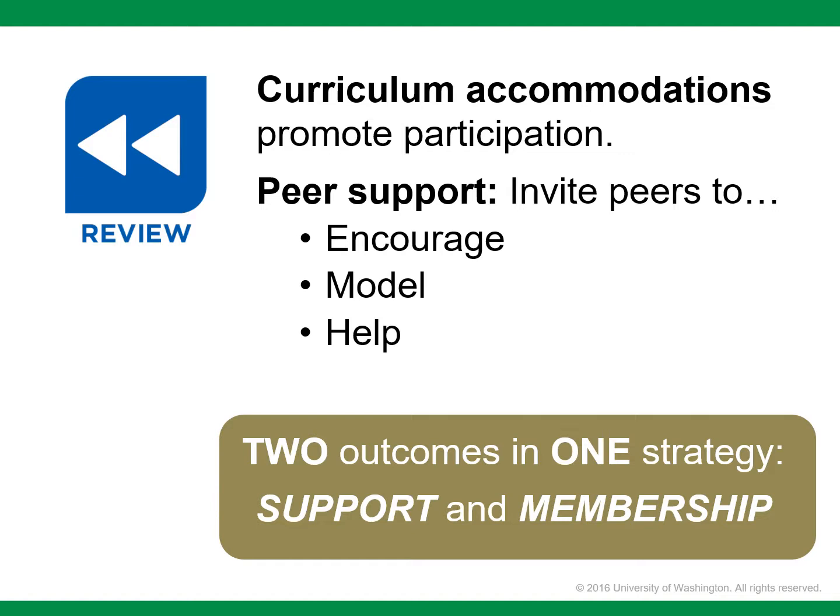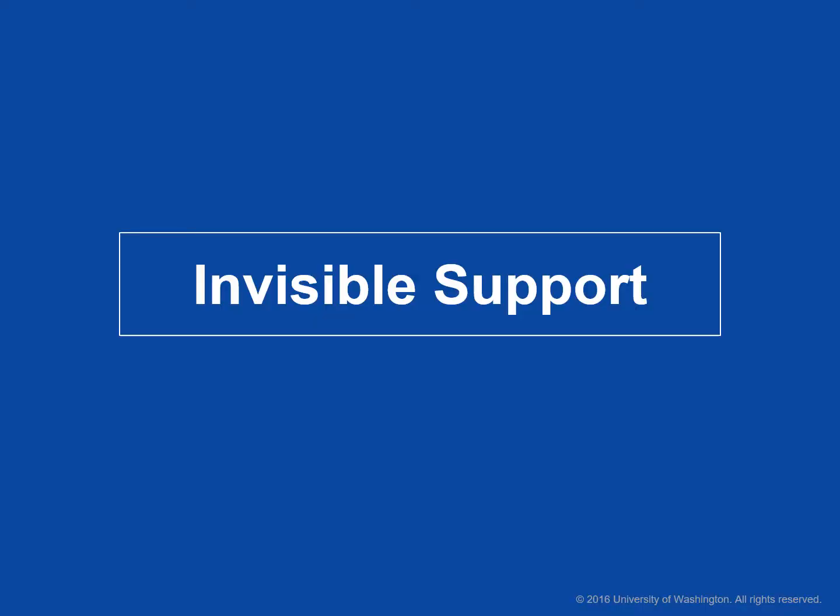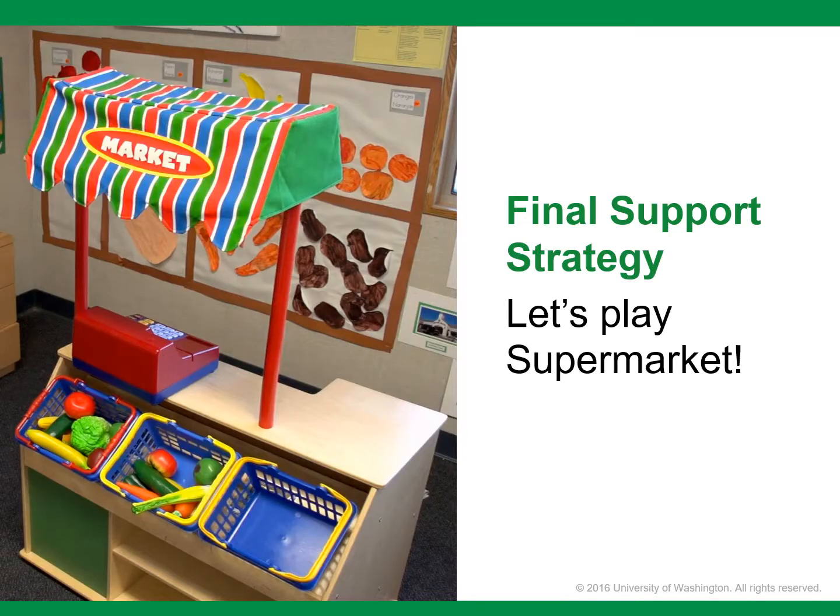So curriculum accommodations promote participation. Through peer support, children and teachers can work together. Peers can be invited to encourage, model, and help. Two outcomes in one strategy, support and membership. Now let's take a look at the third type of support, invisible support. It's the final strategy. Here's an example.